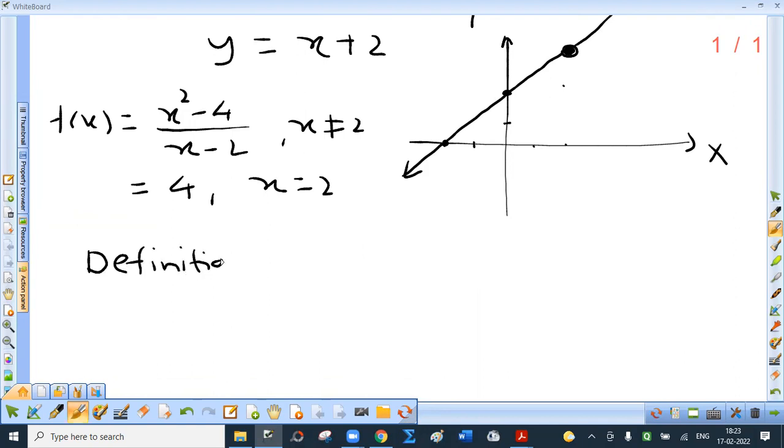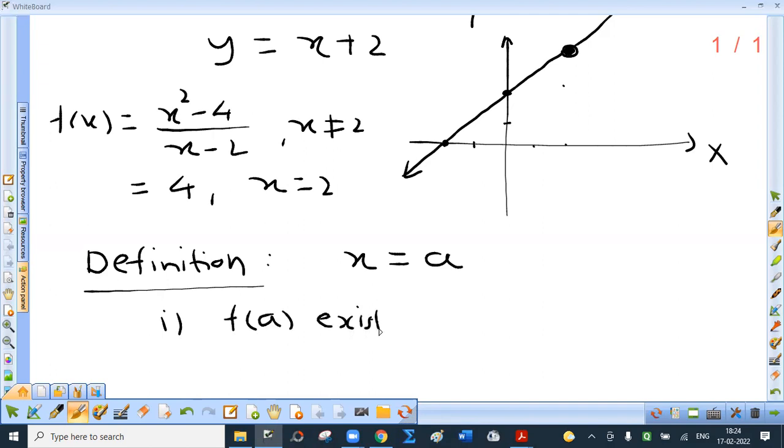See, I have given this example because you should understand why the concept of limit is used. A function f, listen to me carefully, a function f is said to be continuous at a point x equal to a if, number one, f is defined at x equal to a. That is, f of a exists. Okay, this is the first condition.